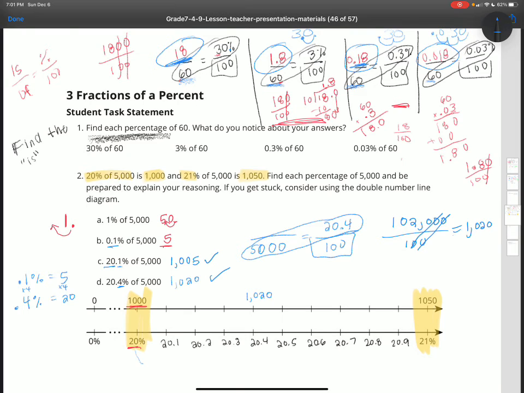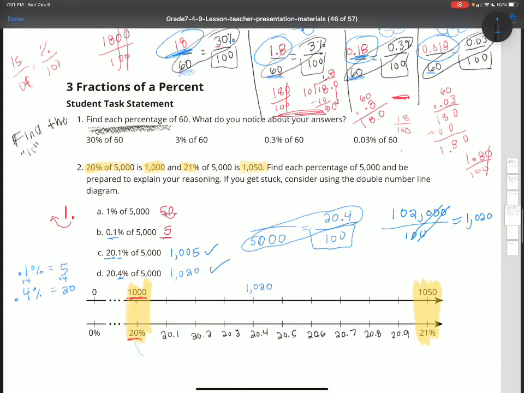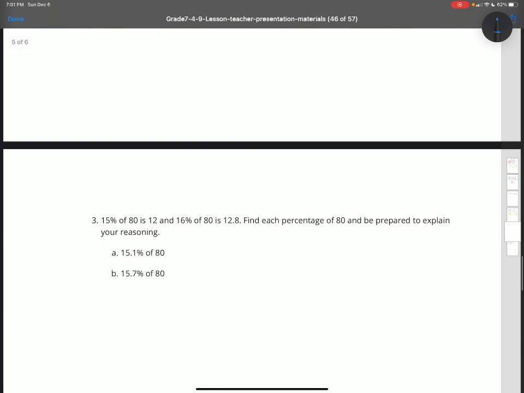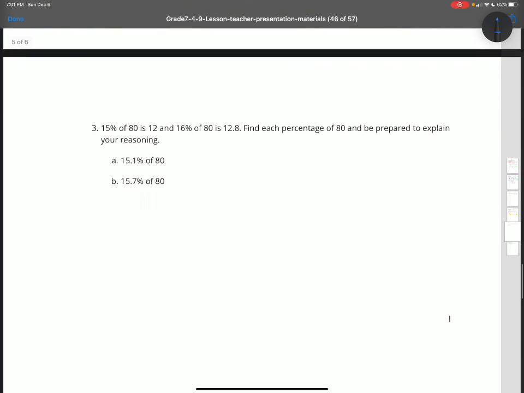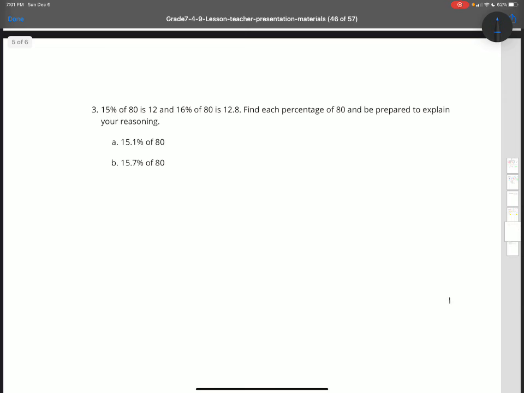All right. So if you have any questions on number 2, make sure you go to your manager's Google Meet session, or visit your manager Google Meet session. All right. So now let's look at question 3. Question 3 is saying 15% of 80 is 12, and 16% of 80 is 12.8. Find each percentage of 80 and be prepared to explain your reasoning.